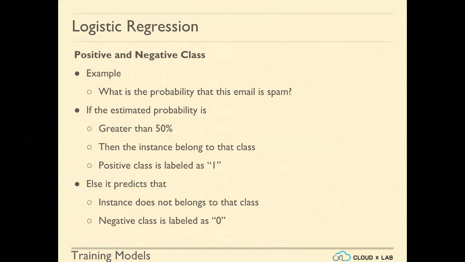So basically what we do is we compute the probabilities. If the estimated probability of an email being spam is greater than 50%, then the instance belongs to that class, as in the email is spam. The positive class we denote by 1, and otherwise it is 0. The negative label, as in when it's not spam, is 0.